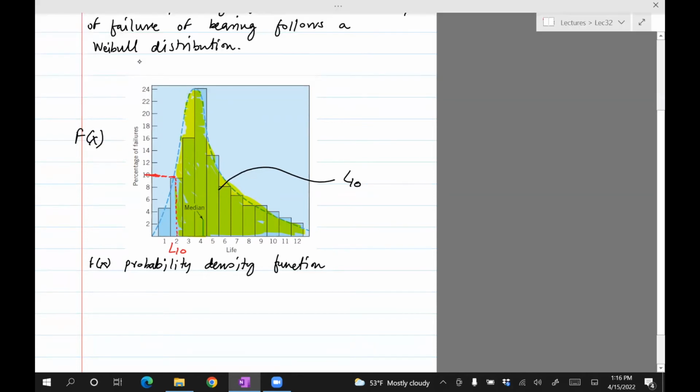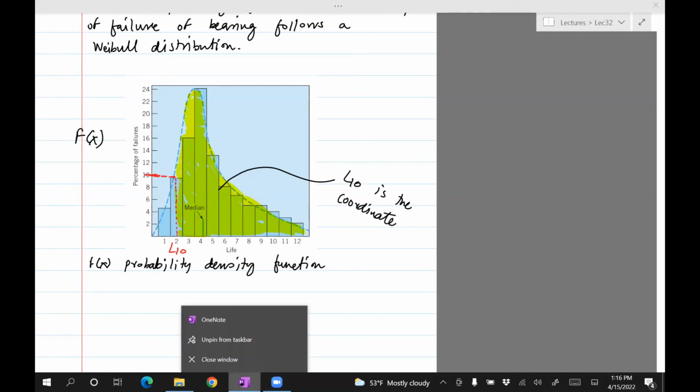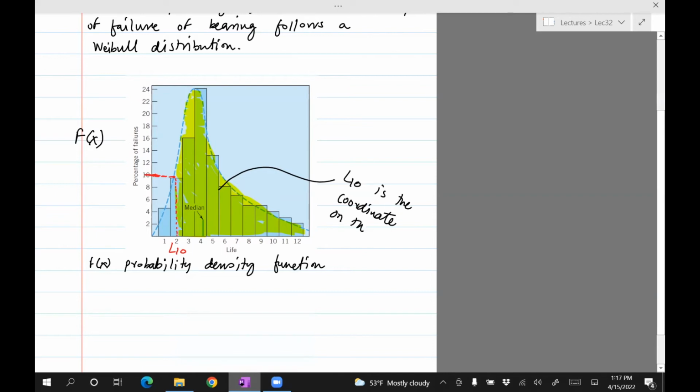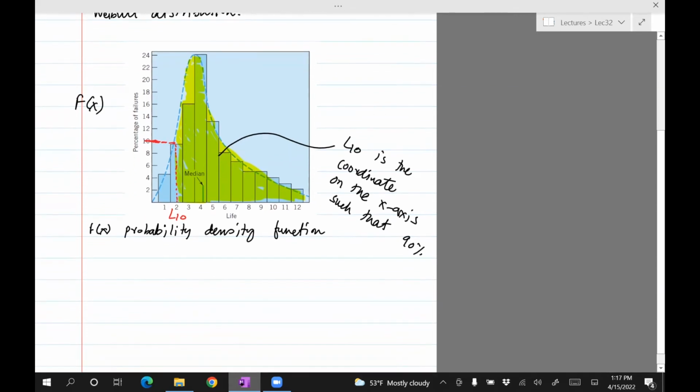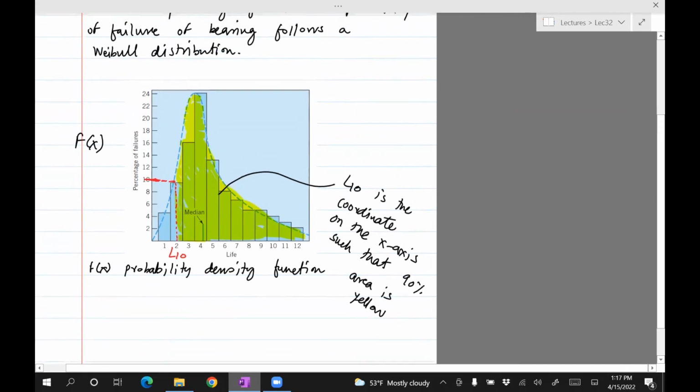So L10 is the coordinate on the x-axis such that 90% of the area is yellow, the one which I've just shaded. Okay, so why do we need this?